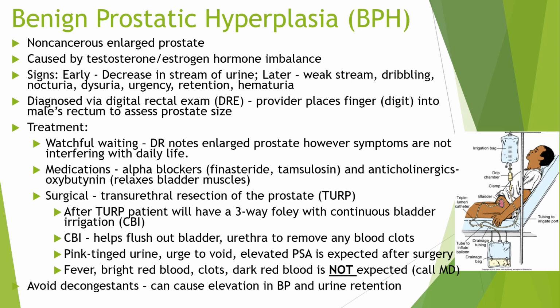BPH, benign prostatic hyperplasia. So this is a non-cancerous enlarged prostate. It's caused by a testosterone or estrogen hormone imbalance. So there are early signs. Early signs are like a decrease in the stream of urine, and then later signs are that the stream becomes weak, there's dribbling, they may have hematuria, frequency, urgency, urge incontinence, and nocturia.